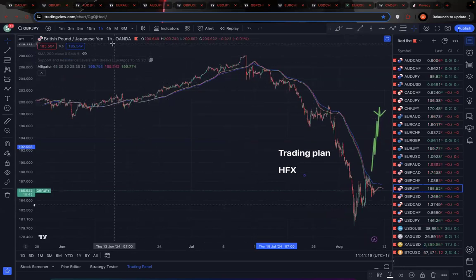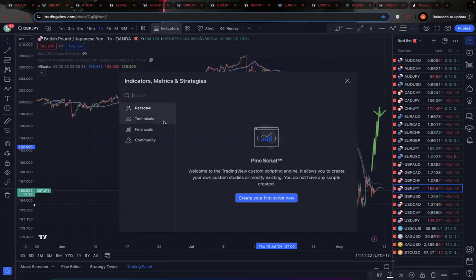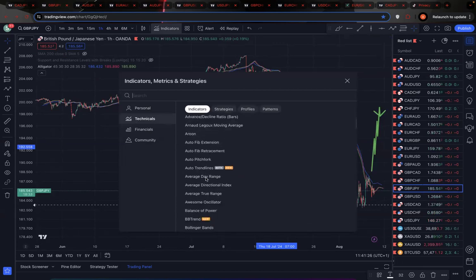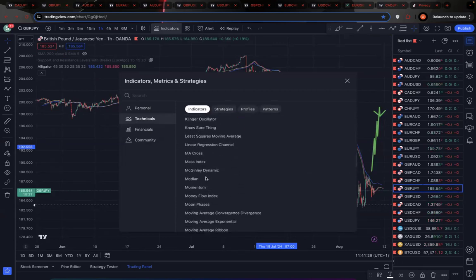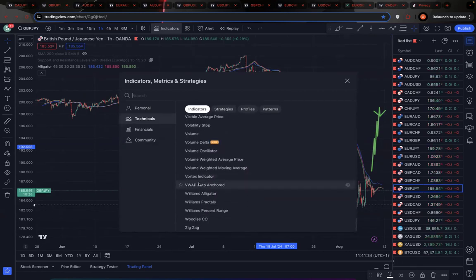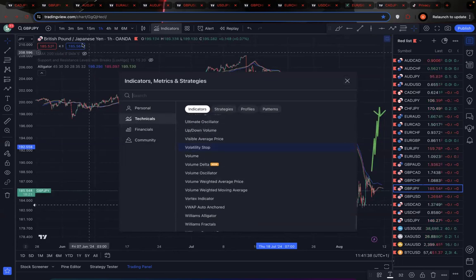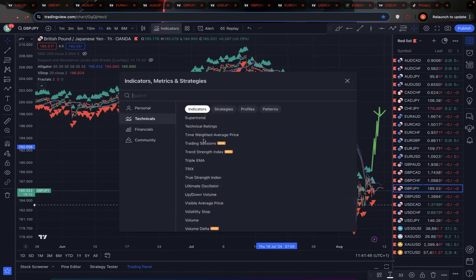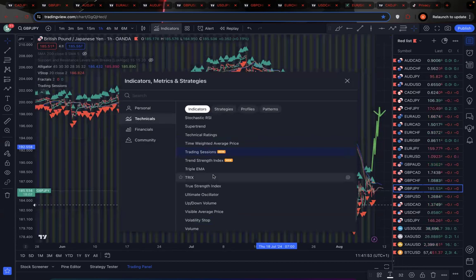Get something for yourself. So if you come and check this indicator list, you'll see lots of indicators. There are so many, many indicators. Not even only indicators, these are indicators. Let's try this volatility stop. Let's try to put different ones. Let's put Williams fractals. Then we'll put trading session. This trading session looks very good. It'll just be showing you when you get your trading zone.